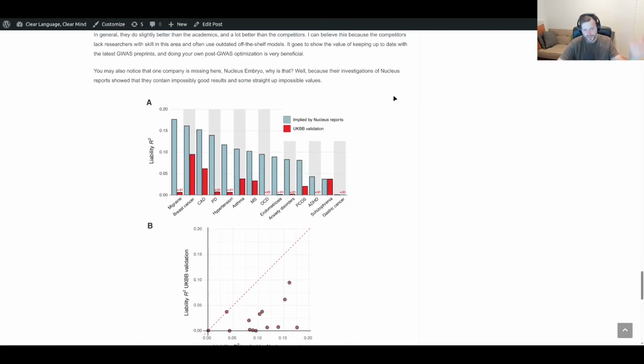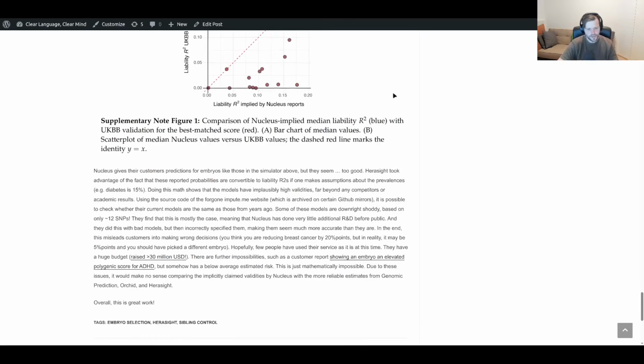I mean, of course, Nucleus may have a great reply to this, showing us that indeed they have secret sauce models that work far better than anyone else. But until that happens, if that happens, this is the state of the art. And so you can dive in more to this. There's some more stuff. For instance, some values they reported were impossible. In one case, an embryo was claimed to have a slightly above average polygenic score, say 0.1 or so, but the probability for the same embryo is listed as below average. These two values are impossible together, right?